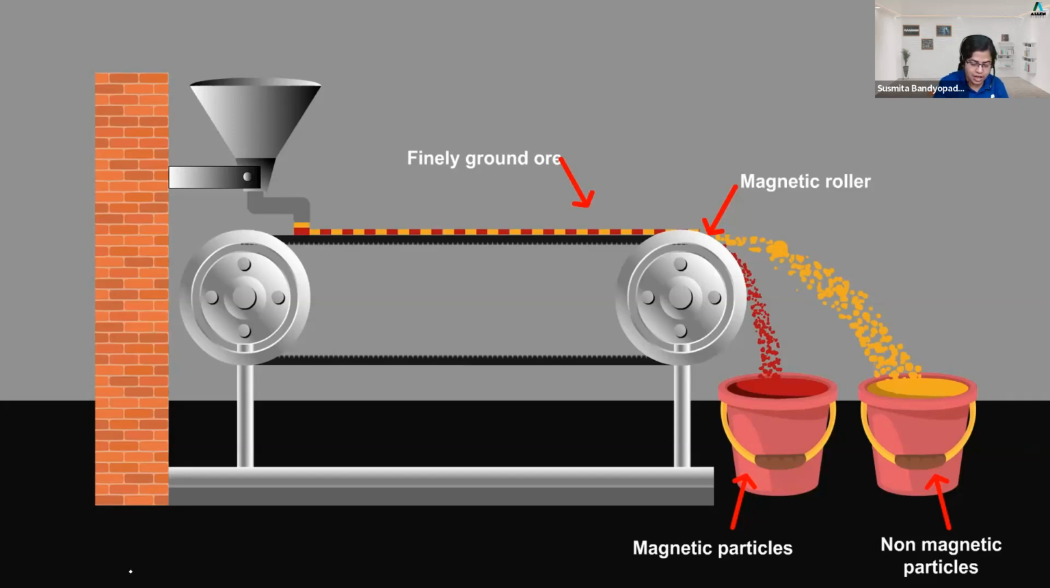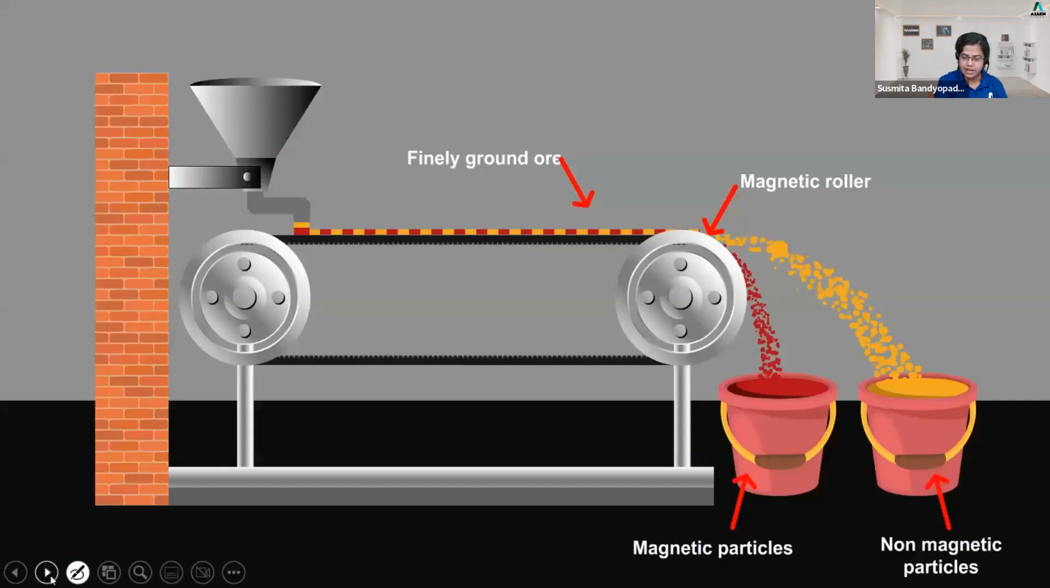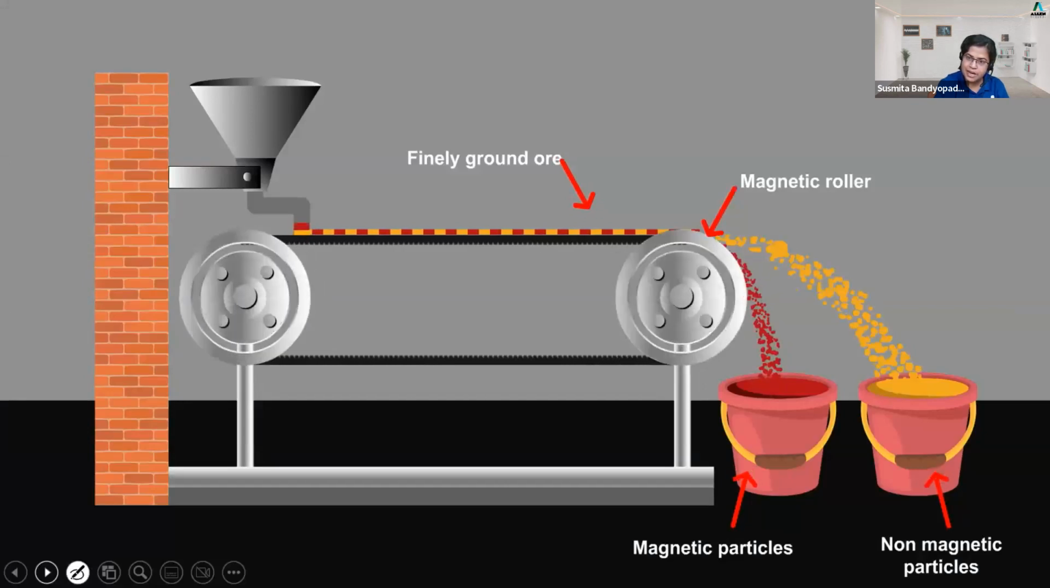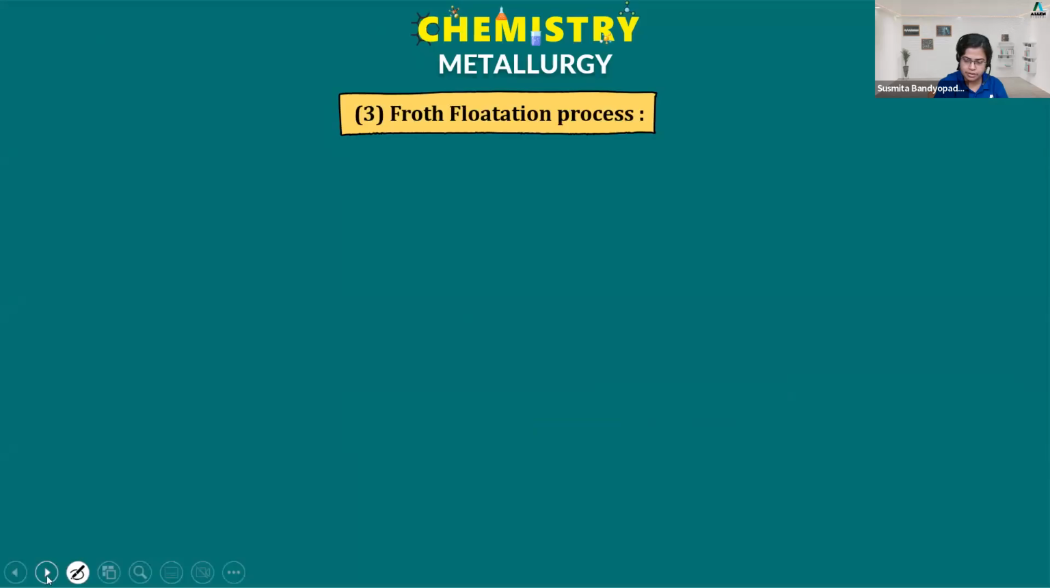But the condition is that you should have the ore non-magnetic and the impurities magnetic, or the ore magnetic and the impurities non-magnetic. Either the ore or the impurity should be magnetic. If both are non-magnetic, you cannot use this technique. Either ore or impurity should have magnetic character. That is very, very important. See how the magnetic roller ensures a separate heap for the magnetic particles and a separate one for the non-magnetic ones.